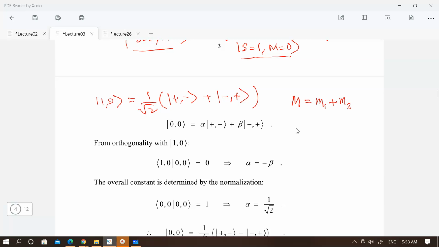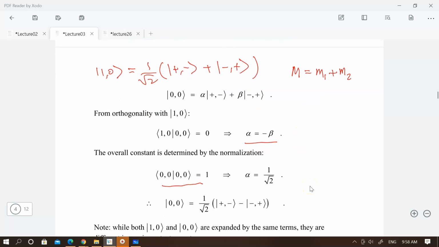Then you can make this inner product, and you'll be able to show that alpha equals minus beta, and then you require that the 0, 0 state has to be normalized. That means alpha has to be 1 on square root 2. I'll leave this for you to figure out, do the details. So finally we get this combination for total spin 0 and M equals 0, which corresponds to the other combination of plus minus and minus plus. I think I've exhausted this hour, so I'll stop there for now.